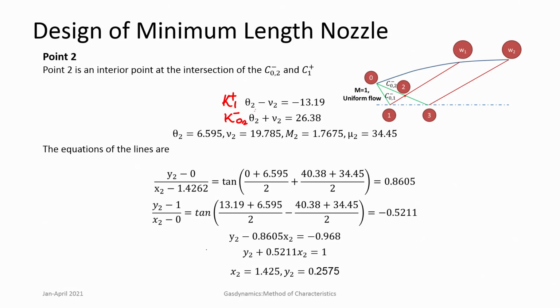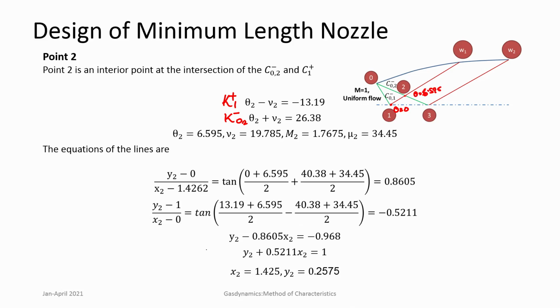So we just have to solve them algebraically. You have the equation for that. From here we can calculate what is theta 2 and nu 2, which is the Prandtl-Meyer angle. So theta 2 is 6.595. So you find that this flow is not uniform, because here the angle theta is 0, but here at point 2 it has an angle 6.595.